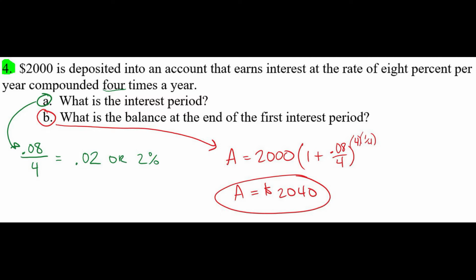So number 4 says $2,000 is deposited into an account, so that's your principal, that earns an interest rate of 8%. So once again, 0.08. That's going to be compounded 4 times a year. So the first thing they ask is, what's the interest period?